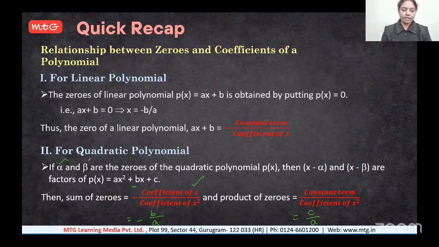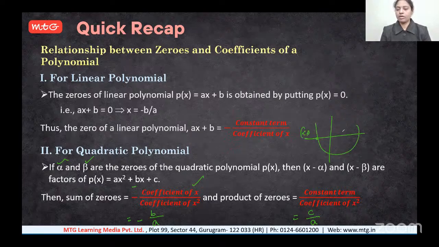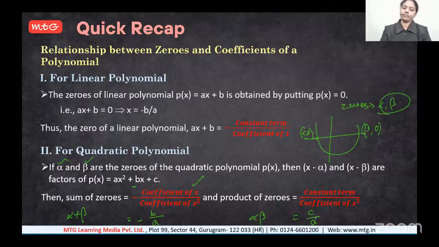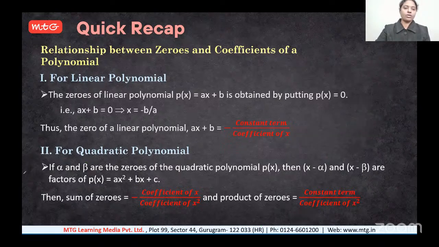So the sum and product of zeros of a quadratic polynomial. You have 2 zeros, alpha and beta. Now, if the graph is drawn like this, and it is cutting the x-axis at alpha comma 0 and beta comma 0, you get the two zeros, alpha and beta. Now these alpha and beta, how are they related with the coefficients? The sum of alpha and beta is nothing but minus b by a. And the product of alpha and beta is c by a. Are you all able to follow me? Type Y in the chat box if it is yes. Type N if it is a no.